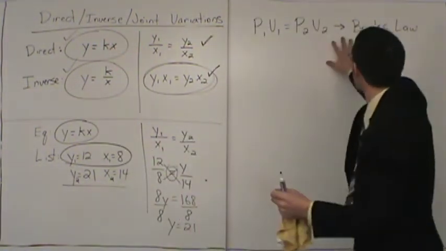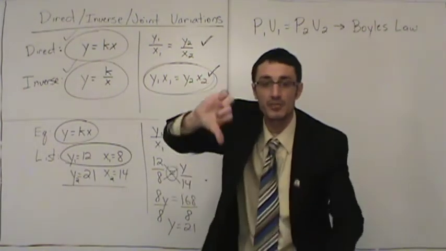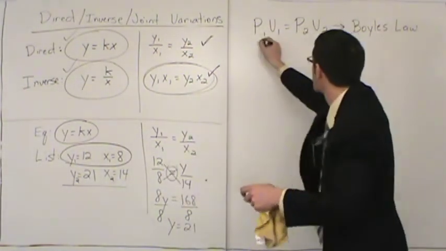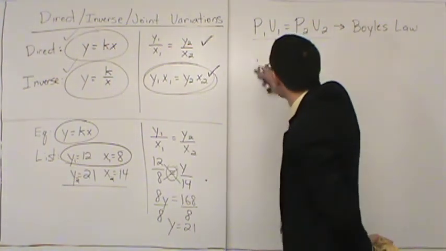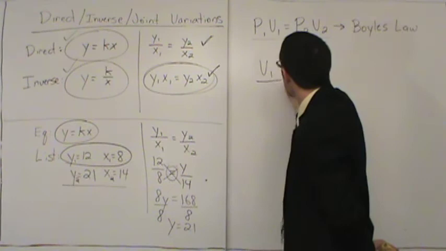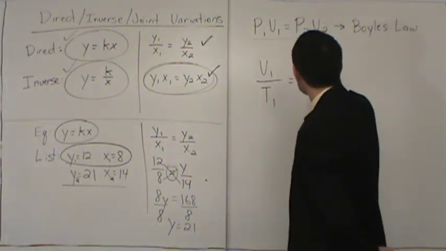Okay, so this is Boyle's Law. As pressure decreases, volume increases. They're doing opposite things. This is inverse. Next we have V1 over T1 is equal to V2 over T2.